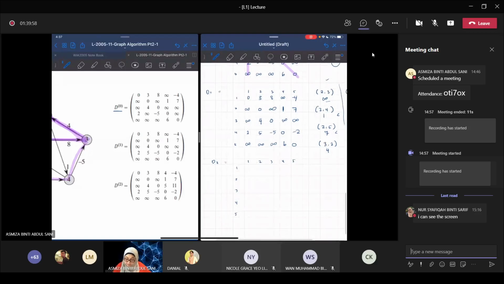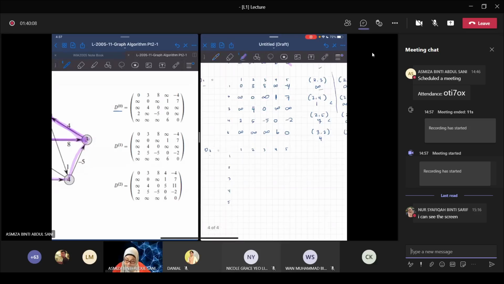Okay, and now we are going to refer to the previous one. Since we are doing D2, we're going to refer to this matrix D1. This time, since we are considering going through node 2, we are not going to change any value from this node. The value is going to be the same, as well as this 0. So we're just going to be copying into this new matrix.